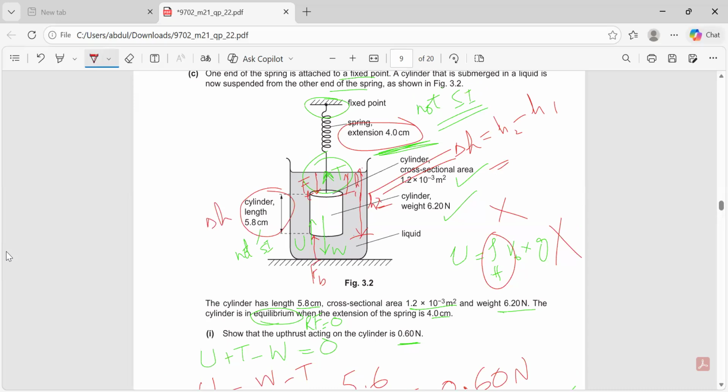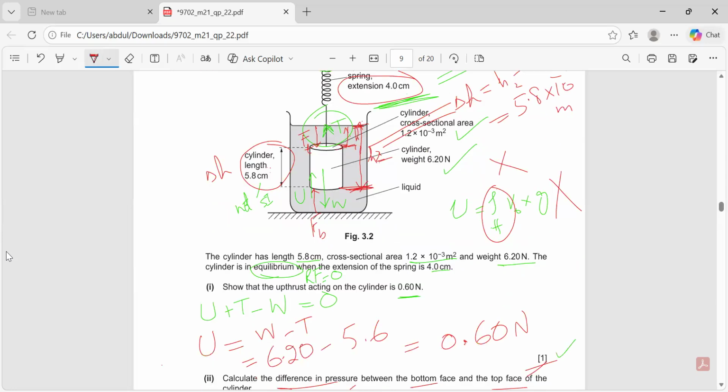Please try to get it again. See, H2 is from the surface of the water to the bottom of the cylinder. H1 is from the surface of the water to the top of the cylinder. So what is the difference in height? H2 minus H1. That is the length of the cylinder basically. But again, we need to be very careful. It is in centimeters and we should convert it into meters by multiplying with 10 raised to power minus 2. Is this difference in height clear to everybody?